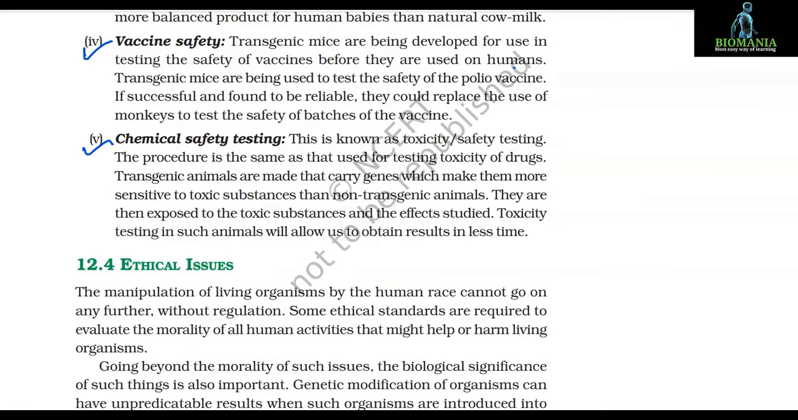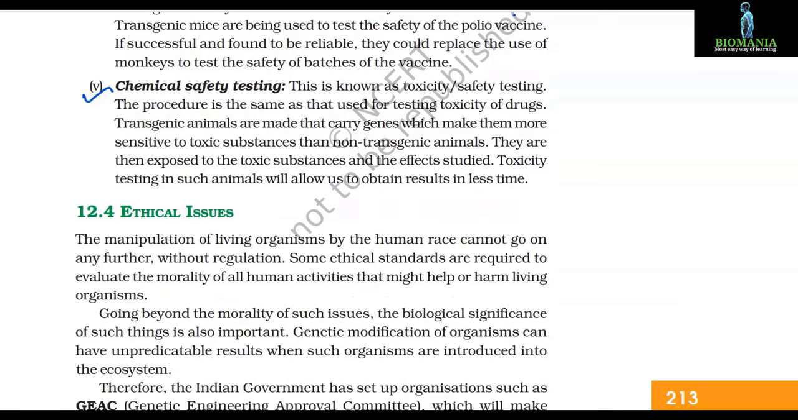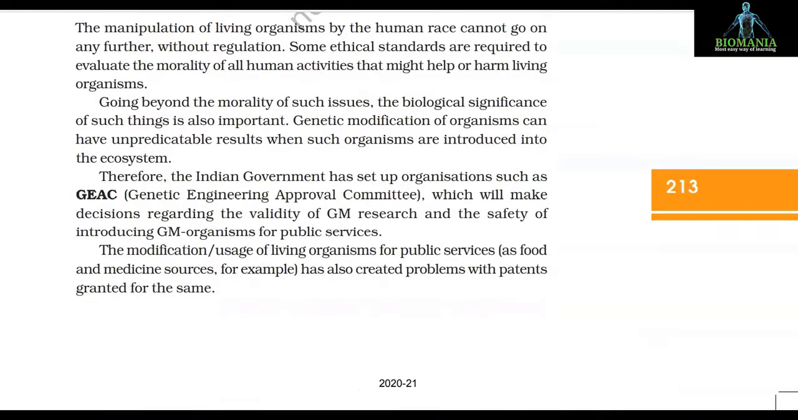This is known as toxicity safety testing. The procedure is the same as that used for testing toxicity of drugs. Transgenic animals are made that carry genes which make them more sensitive to toxic substances than non-transgenic animals. They are then exposed to the toxic substance and the effects studied. Toxicity testing in such animals will allow us to obtain results in less time.